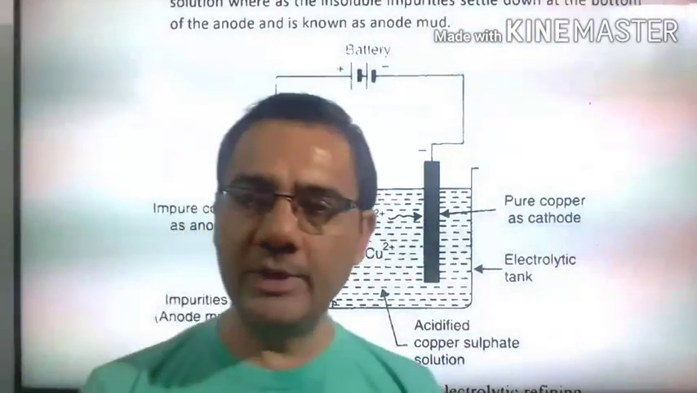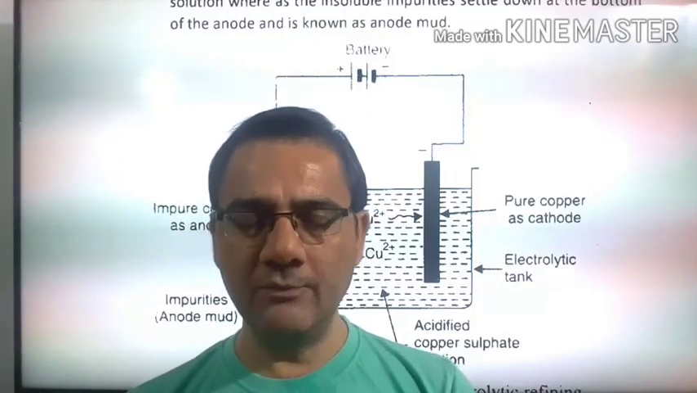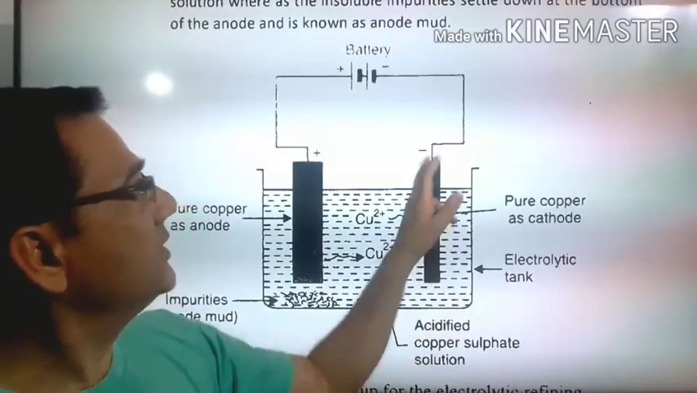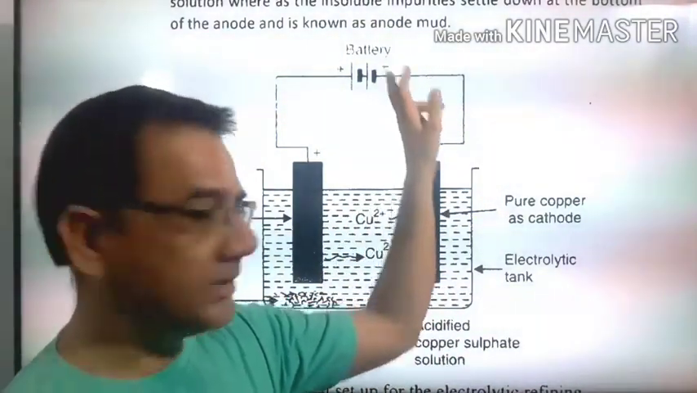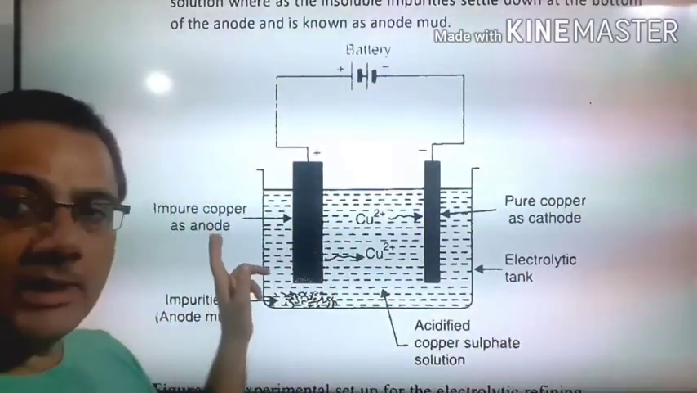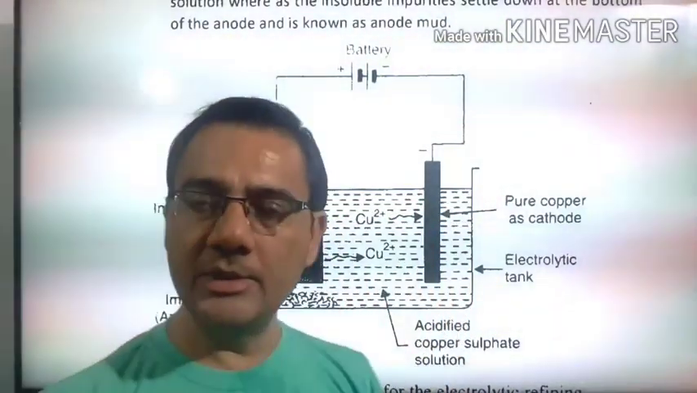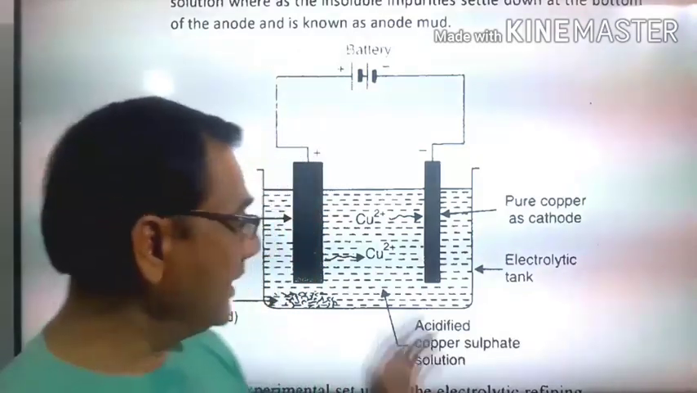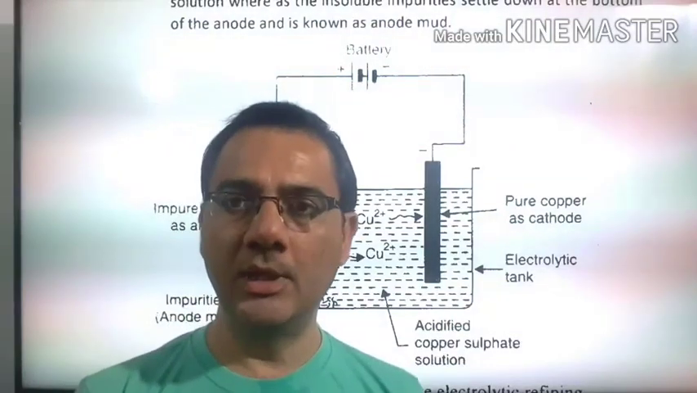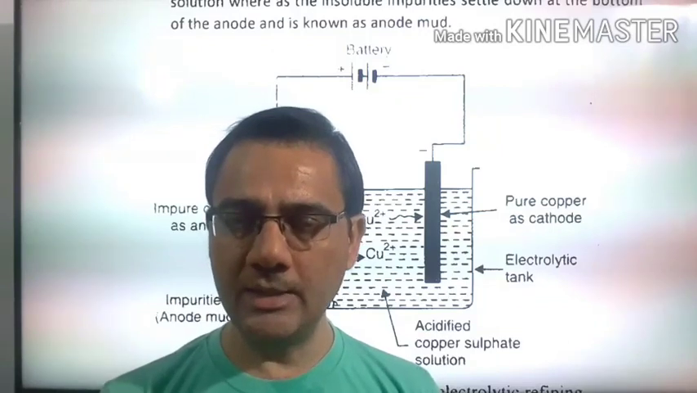Now one more electrode we take, which is 100% pure copper metal, and we connect it with the negative terminal of the battery. So this is called pure copper as cathode, and this is impure copper as anode. This is 100% pure copper, and this is the impure copper which needs to be purified. And both these electrodes we dip in the same metal salt solution. Like if we are using copper, then we take copper sulfate as an electrolyte.